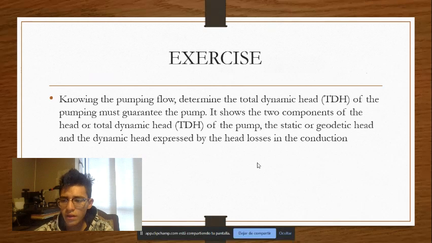Exercise: explanation of the pumping head of a pump. Knowing the pumping flow, determine the total dynamic head of the pump. Here are shown the two components of the total dynamic head of the pump: the static or geodetic head, and the dynamic head expressed by head loss in the conduction.